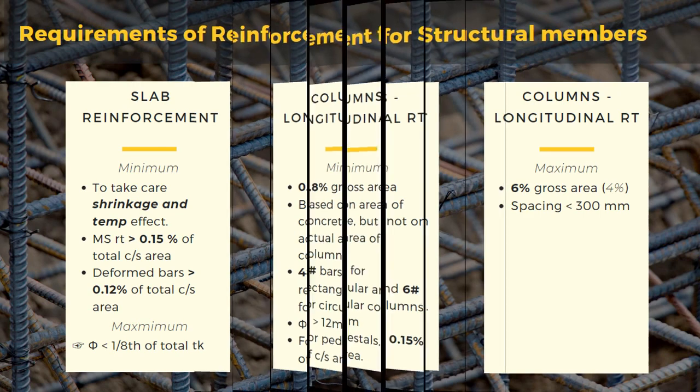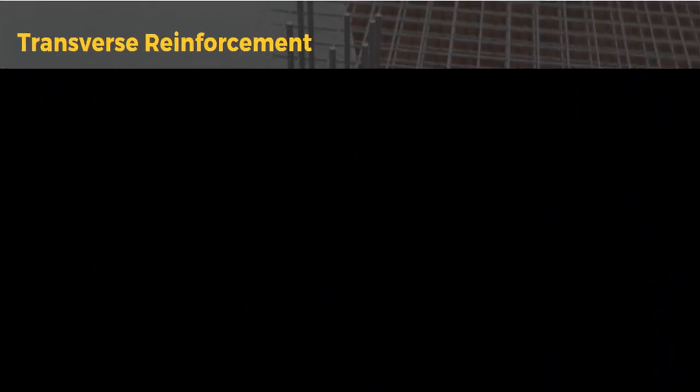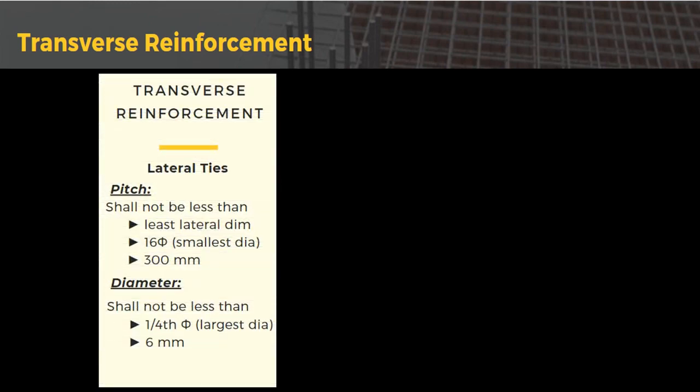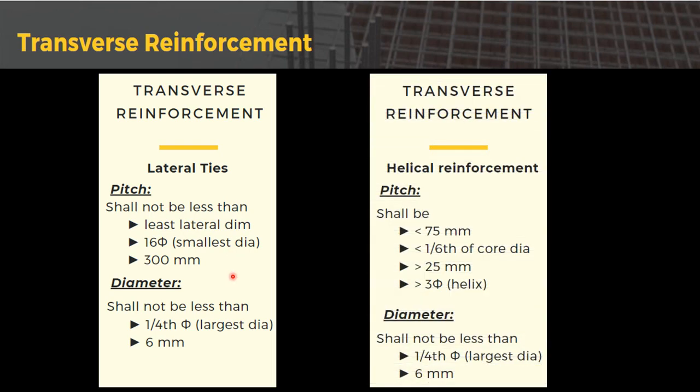And in case of transverse, there are two types: lateral ties and helical reinforcement. For lateral ties, the pitch shall not be less than the least of the following: least lateral dimension, 16 times the smaller diameter of bar, or 300 mm, whichever is lesser. Diameter shall not be less than 1/4 of the largest diameter, or 6 mm. It is all about the lateral ties, and we shall move on to helical reinforcement.